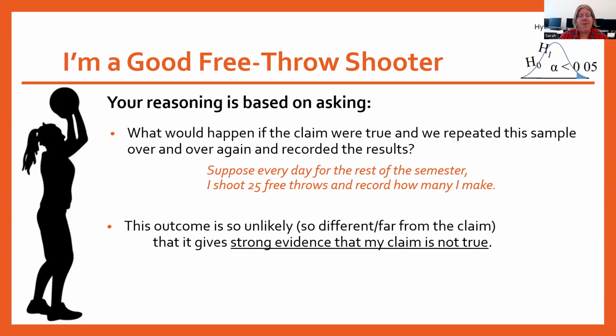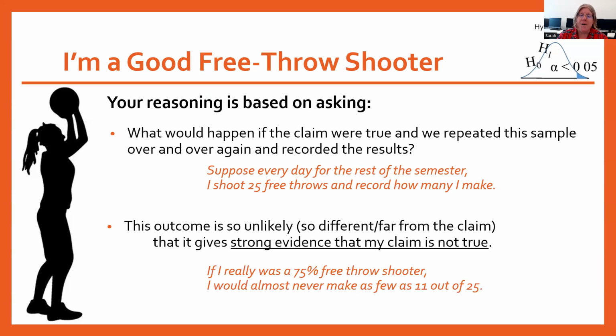If I did that over and over and over, the outcome is so unlikely from my claim that it gives you strong evidence that my claim is not true. Or in other words, if I really was a 75% free throw shooter, I would almost never make as little as 11 out of 25 free throws. And so that gives you evidence that I'm probably exaggerating how good of a free throw shooter I am.